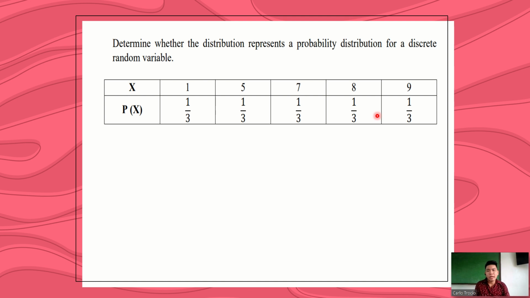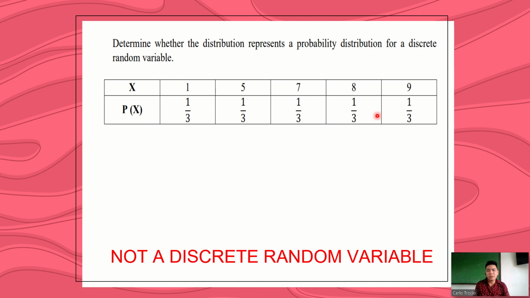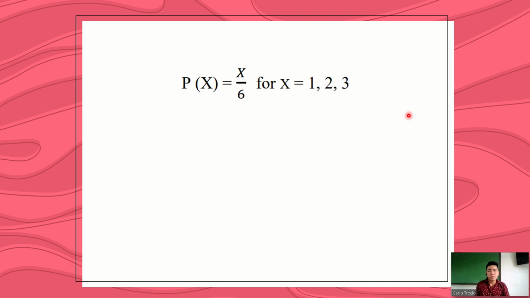then it is not a discrete random variable. Very obvious. If you are going to add 1 plus 1 plus 1 over 3, it will be equal to 5 over 3, and that is not equal to 1. 5 over 3, 5 divided by 3, that is 1 point something.